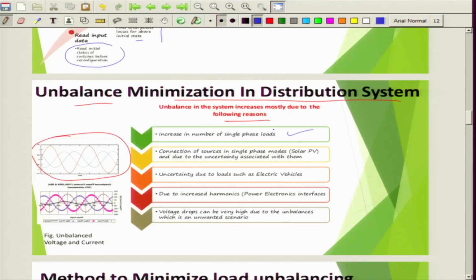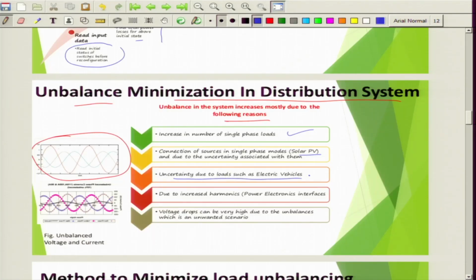Connection of sources in single phase modes is another reason, due to the uncertainty associated with them. There are some home loads which also have solar backup supply. If there is a smart meter, either they choose to feed the power back to the grid, or they may try to use it within their house itself. In either case, there would be a reduction in the load consumed as seen from the distribution system side for that specific customer, or from the transformer perspective. So there will be uneven loading anyway in the distribution system.